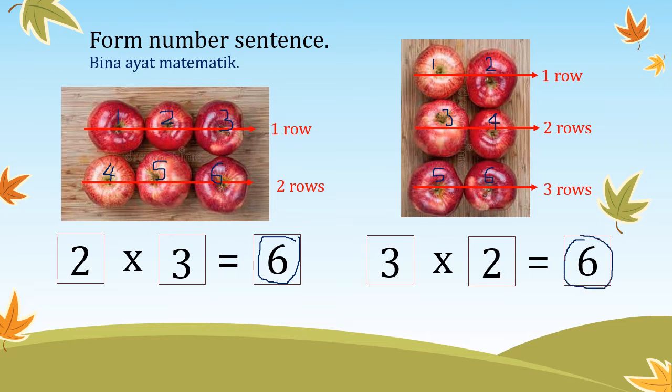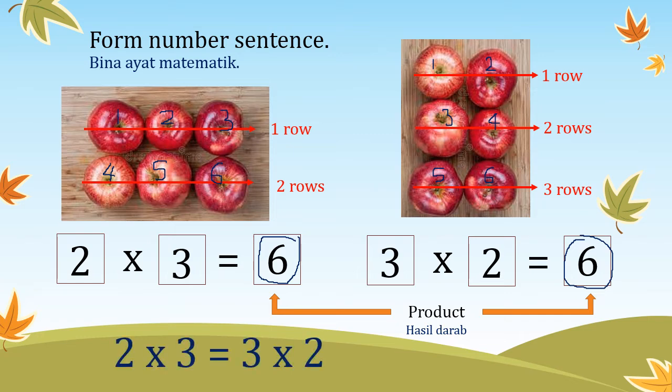Ini pun 6. So, when the product is the same, 6, 6, we can say number sentence for both picture is the same. We can say 2 times 3 is equal to 3 times 2. 2 darab 3 sama dengan 3 darab 2 kerana hasil darabnya sama iaitu 6.